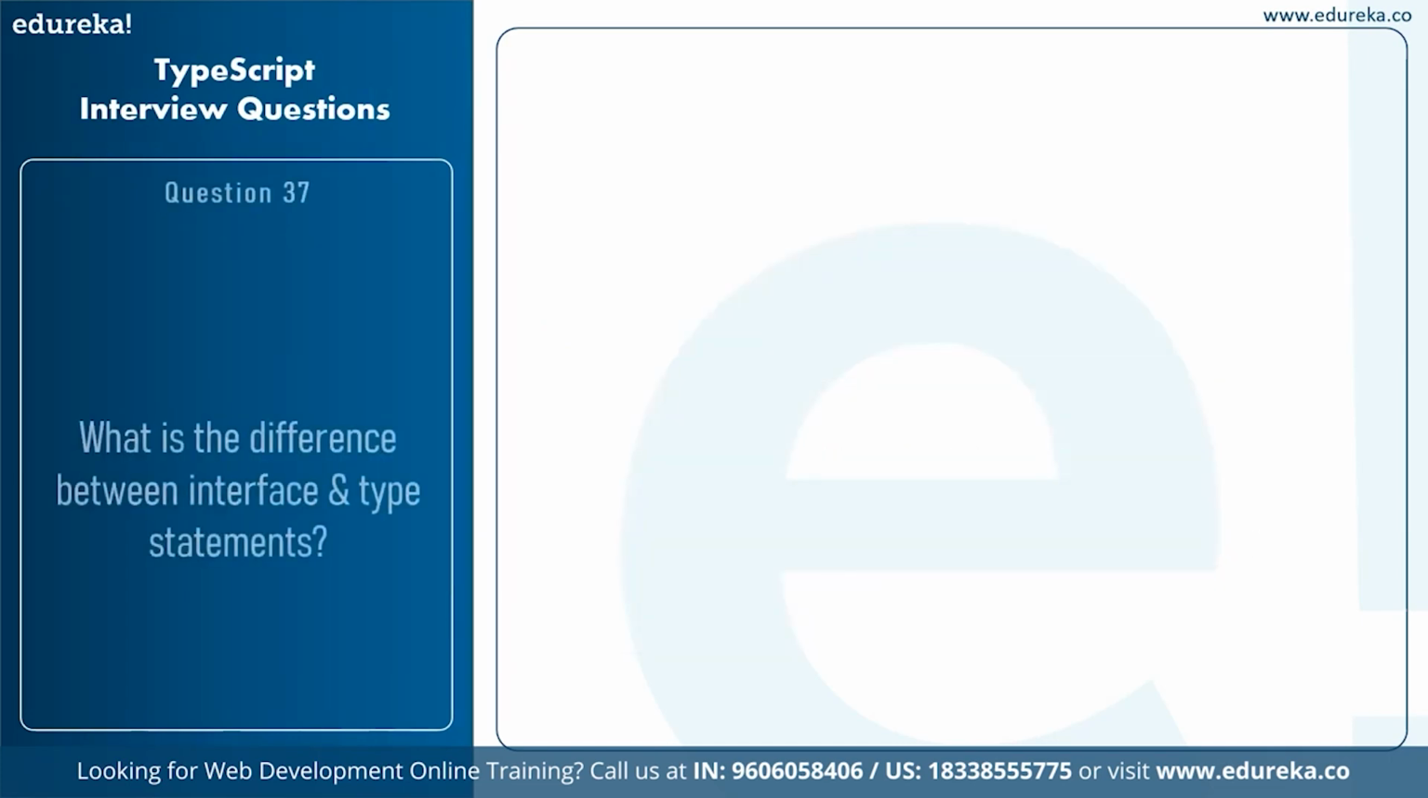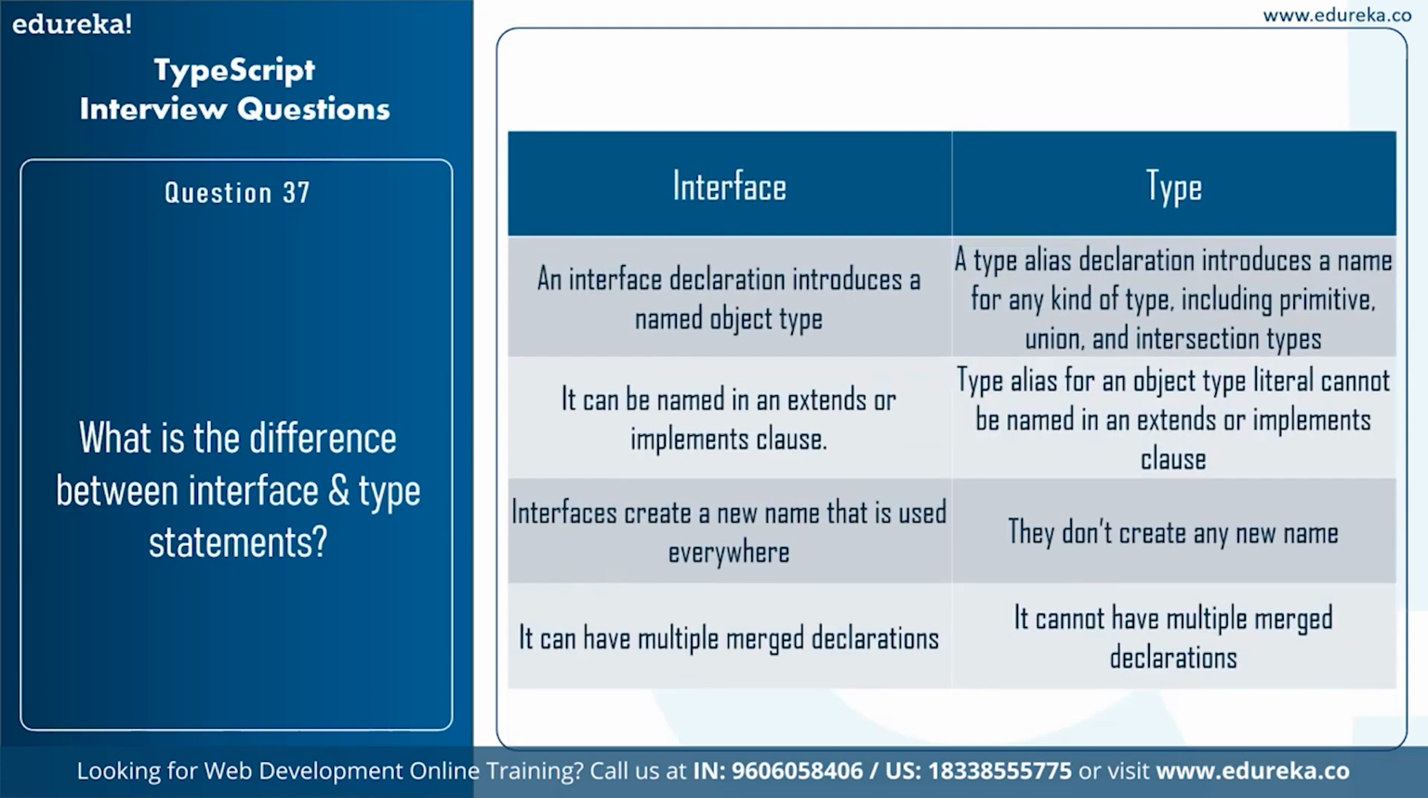The next question is, what is the difference between interface and type statements? Now talking about interface, an interface declaration introduces a named object type, whereas a type alias declaration introduces a name for any kind of type, including primitive, union, and intersection types. Now interface can be named in an extends or implements clause, whereas the type alias for an object type literal cannot be named in an extends or implements clause.